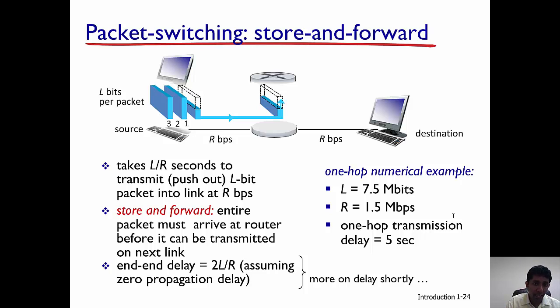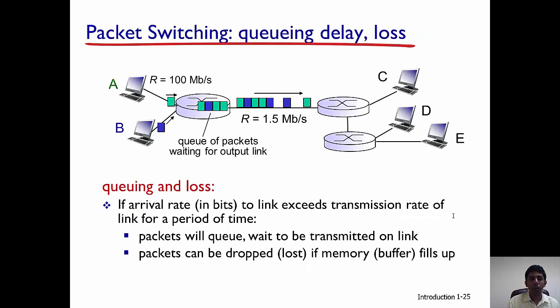To get the delay over one of these links, to get from, say, one of the hosts to the router, it's L over R, and if you do L over R, it's going to give you 5 seconds. So that is just the one hop transmission delay from the source to the router. Now, as I just mentioned, the end-to-end delay is 2 times that, so the end-to-end delay is going to be 2 times 5 seconds, which is 10 seconds.